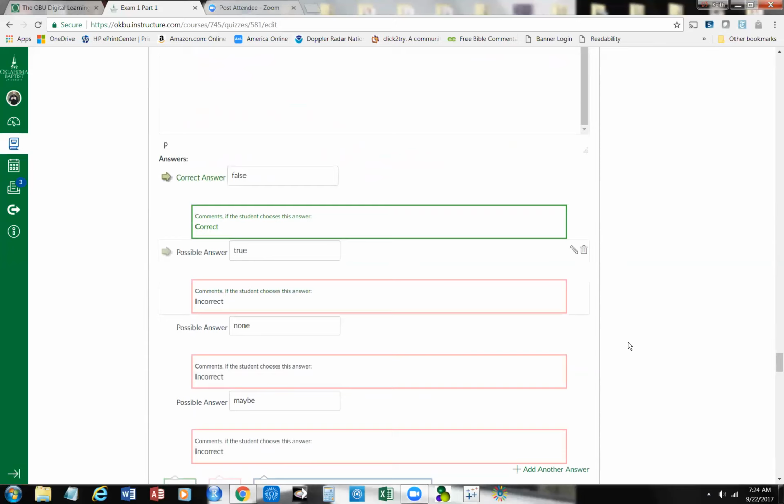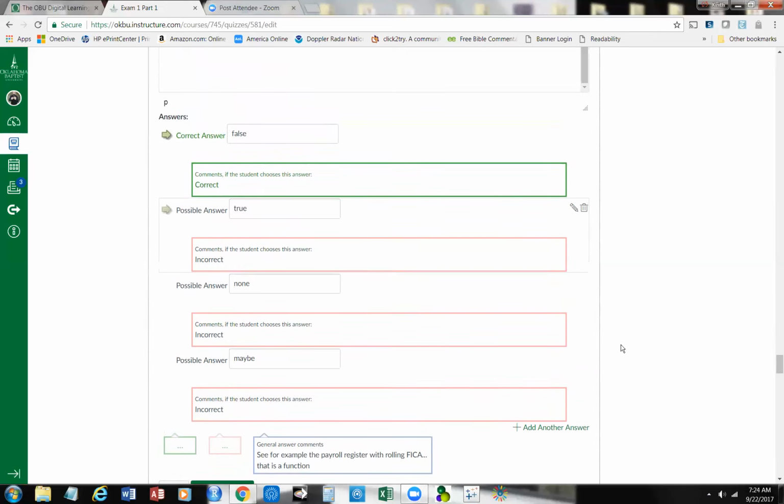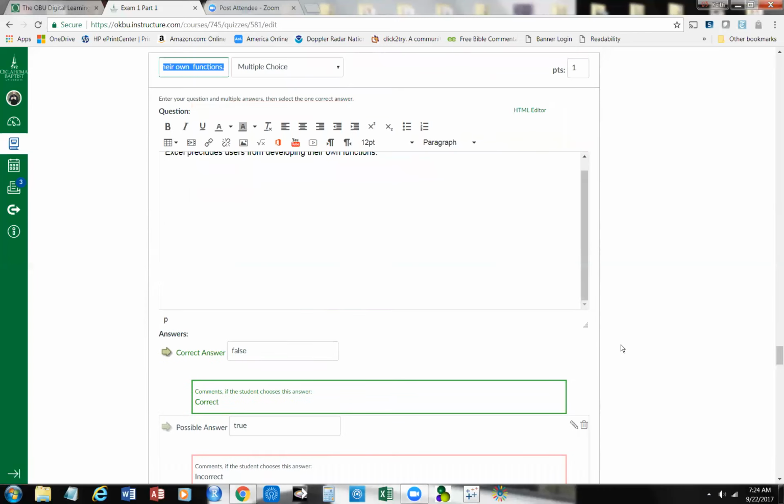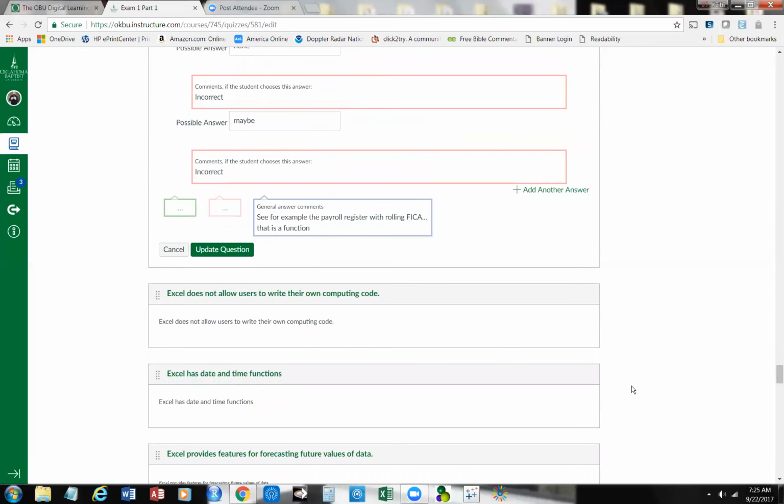And you can go down there and when we did the payroll function, when we did the payroll case, very first one, Guardian, I told you we developed our own functions here, and we did that rolling FICA. So yes, you can create your own functions in Excel. So this answer is false. That would have been the correct answer. Let's go to the next one. Excel does not allow users to write their own computing code. That's false.